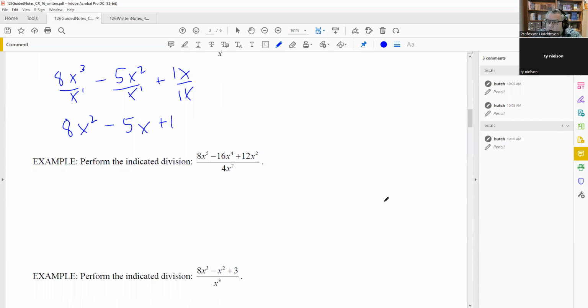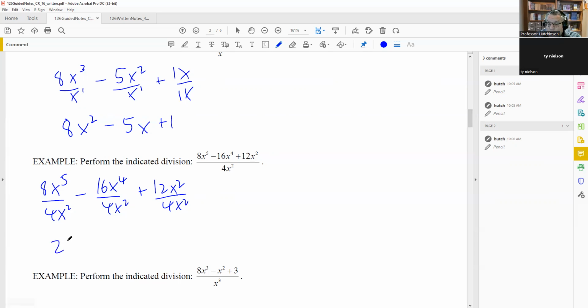All right, so next one, we're going to do exactly the same thing. Even though there's a 4 down there, it's still considered one term. So we're still able to separate this and divide all of them by 4x squared. Just like that. So everything on top is divided individually by 4x squared. So now we're going to reduce each of these terms separately.